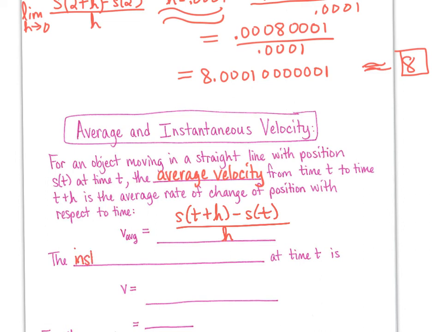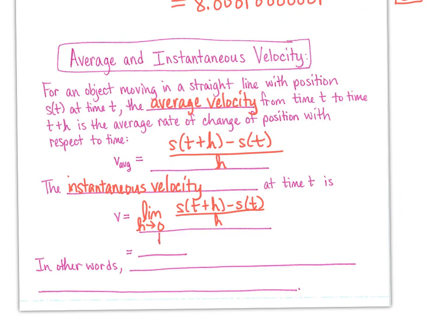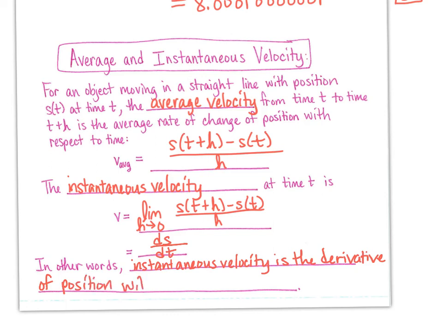The instantaneous velocity at time t is v equals the limit as h approaches 0 of s of t plus h minus s of t all over h. So in other words, it's just the derivative, right? It's just equal to the derivative of s with respect to t. So in other words, instantaneous velocity is the derivative of your position with respect to time. Okay?